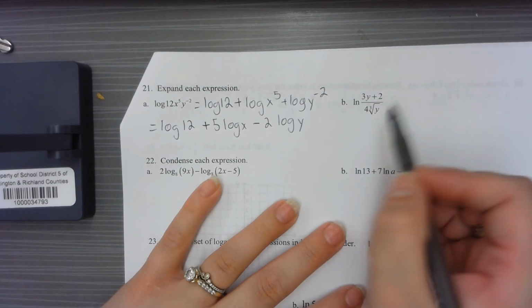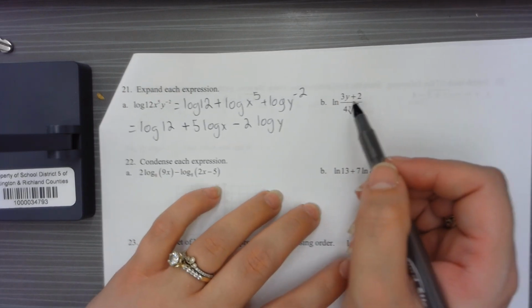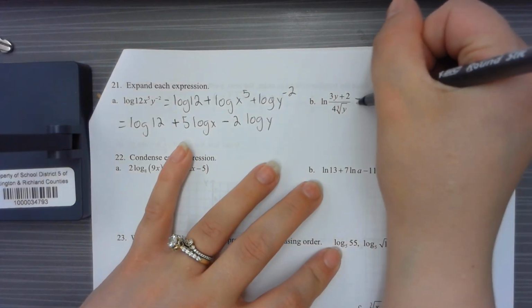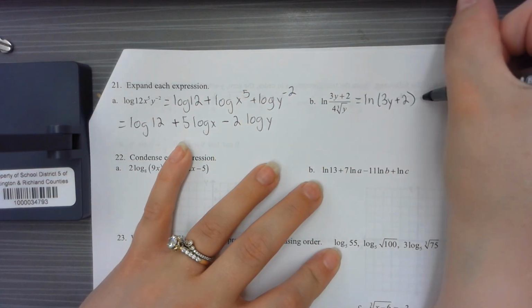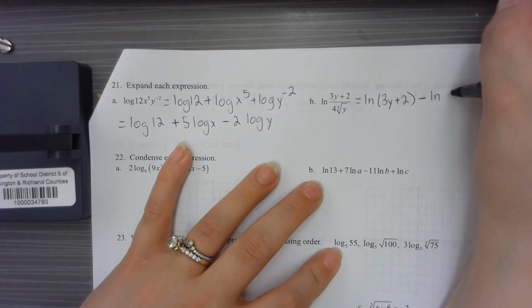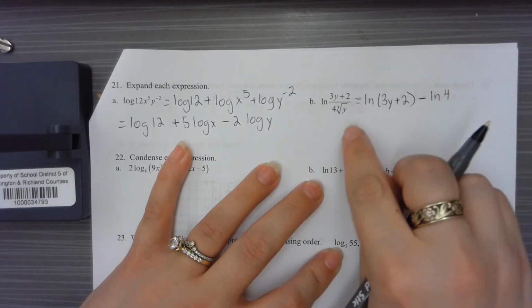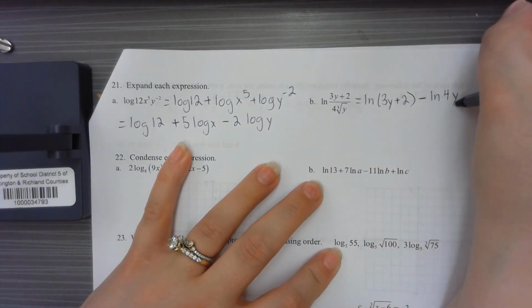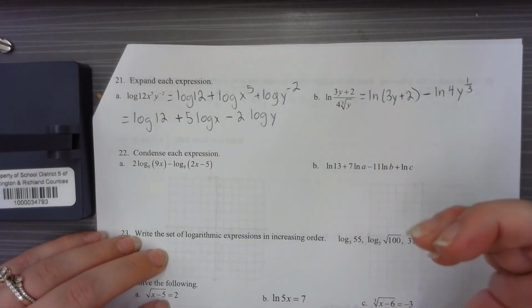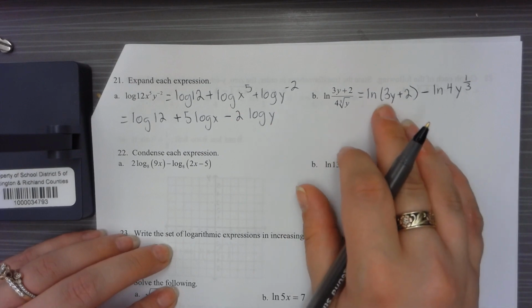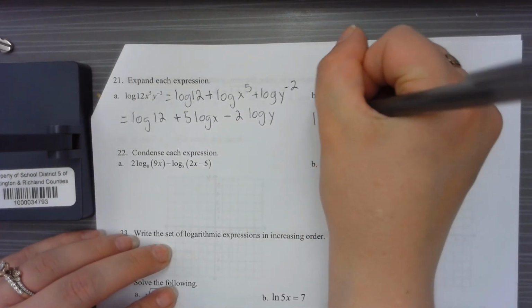Additionally, for this, when we do division, we use that as subtraction. So this one we would separate as ln of the numerator, which is positive, minus the natural log of 4, and I can rewrite the cube root of y again as exponent over index y to the 1/3. We're not quite done because we still want to separate this out further. We can't separate this first one because they're split by addition, so that one is going to stay the same.